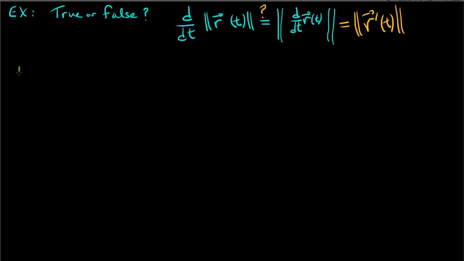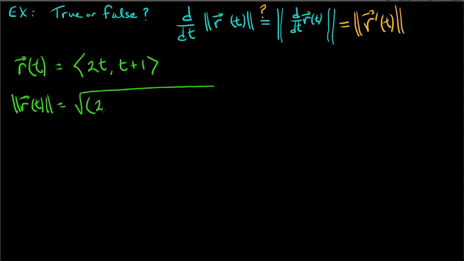Okay, so why don't we just start by making up an example here? All right, let's keep it as simple as possible. How about just 2t and then t plus 1? So let's calculate both of these. First of all, what's the magnitude of r? It's just the square root of 2t squared plus t plus 1 squared. And we might as well multiply that out here just to simplify a little bit.